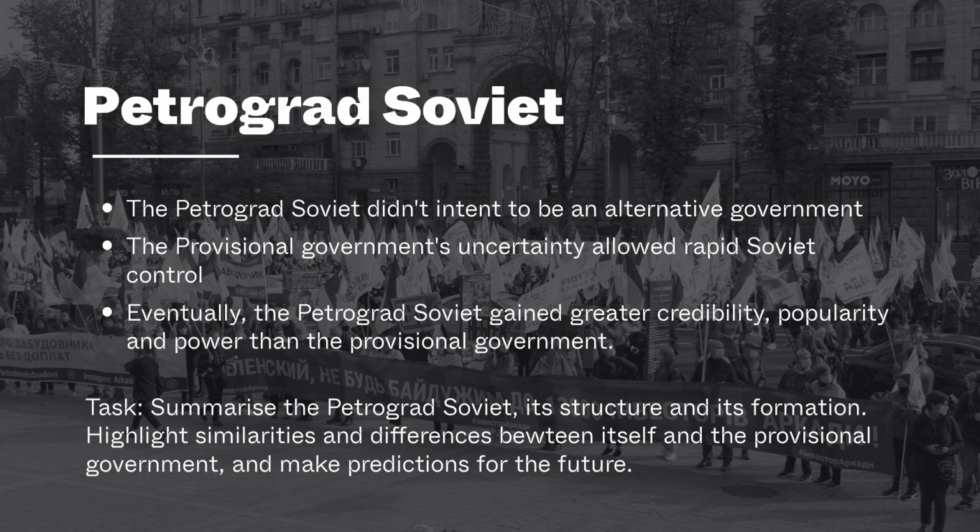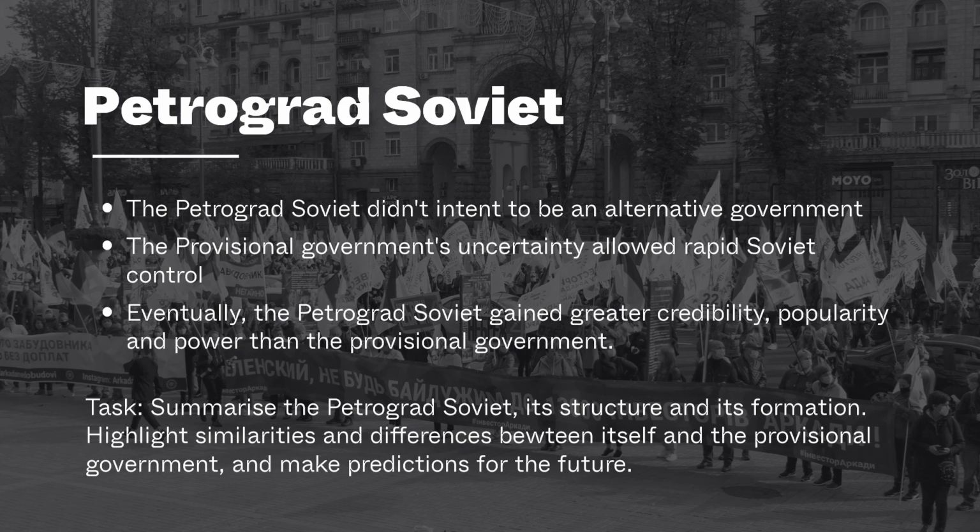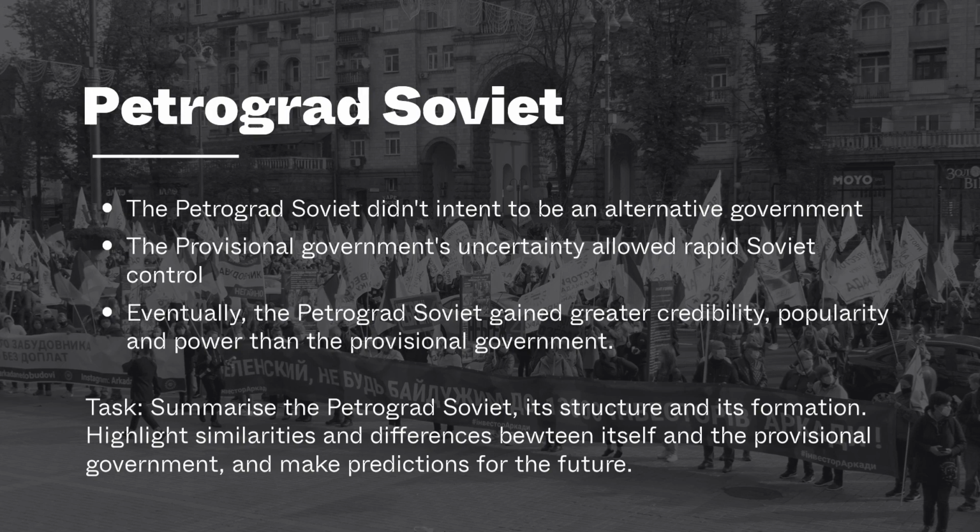The Soviet was also able to restrain the government. For example, one of its first steps was to pass Soviet Order No. 1. The Provisional government's orders in regards to military affairs were only binding if the Soviet had also approved them.